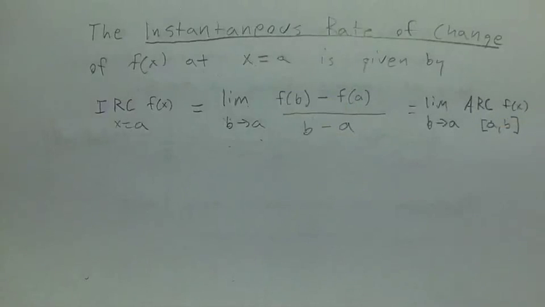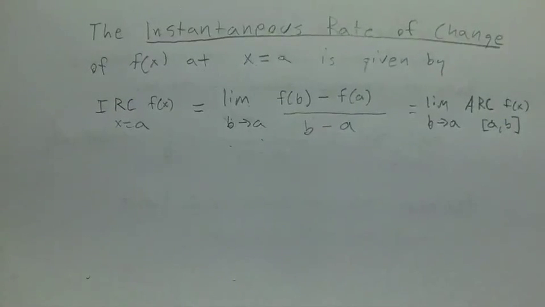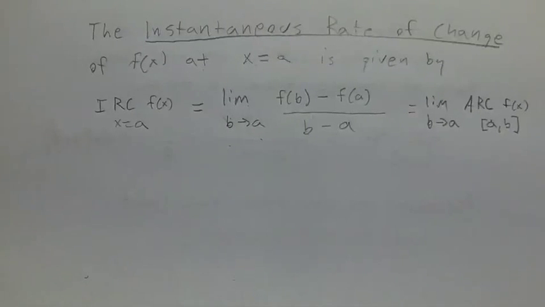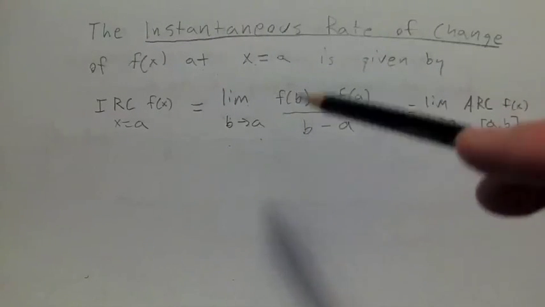So for those of you who are maybe wondering where the limit is useful, it's here. It's the fact that we can actually find the instantaneous rate of change of a function at a point using the average rate of change and just shrinking it down, okay? Shrinking the interval down. Right? And this is one definition.